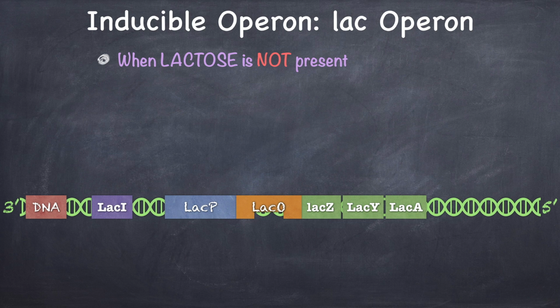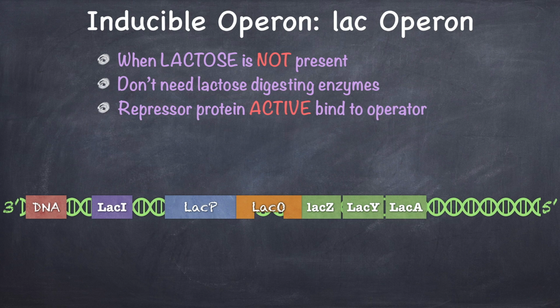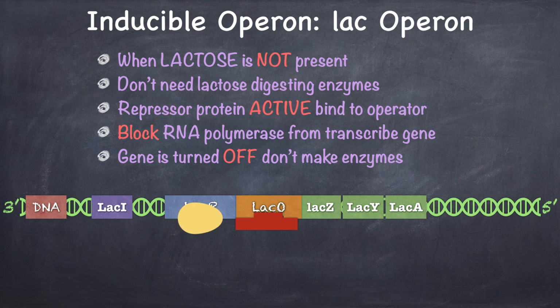So again, we have our strand of DNA. When lactose is not present, then LAC-I will continuously be transcribed and translated, which will produce a repressor protein which binds to LAC-O. The repressor protein is active without the presence of lactose. It blocks the RNA polymerase, and thus the genes are turned off.